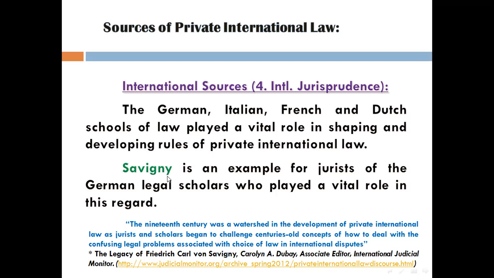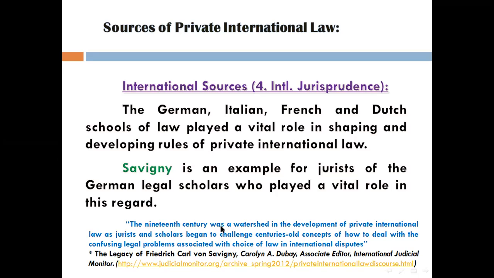Savigny, as one of the jurists of private international law, is an example of the German legal scholars who played a vital role in this regard. So I quote something here from a source. It's the legacy of Friedrich Karl von Savigny, written by Caroline Dobbie, associate editor on International Judicial Monitor. If you open this hyperlink, you will find this quotation.